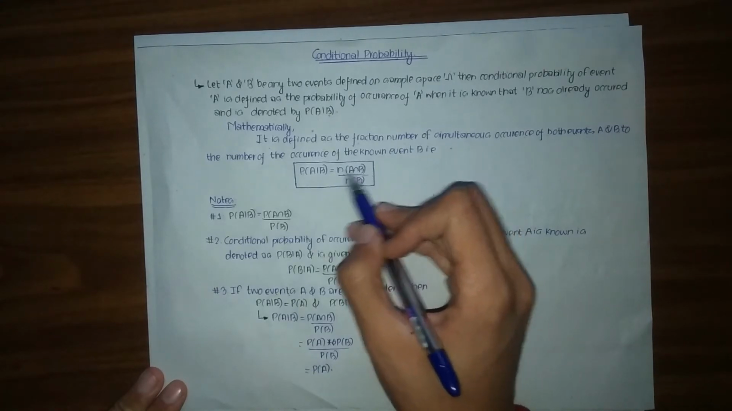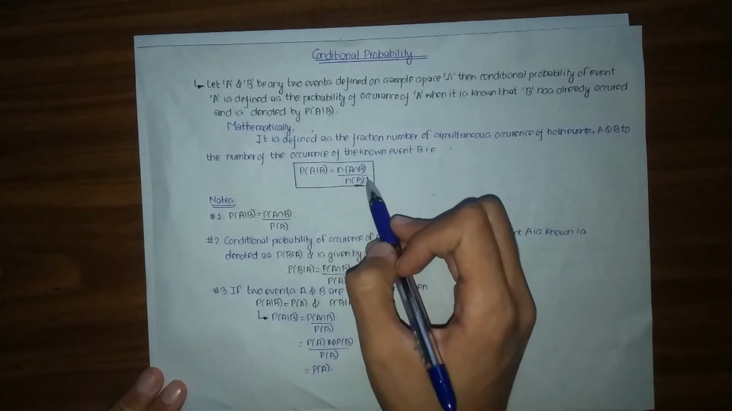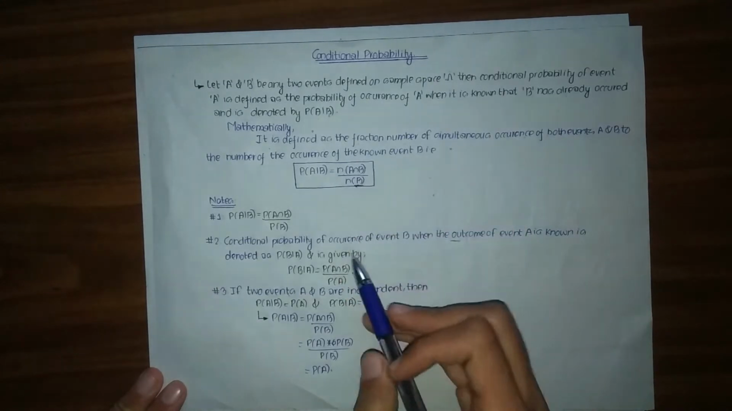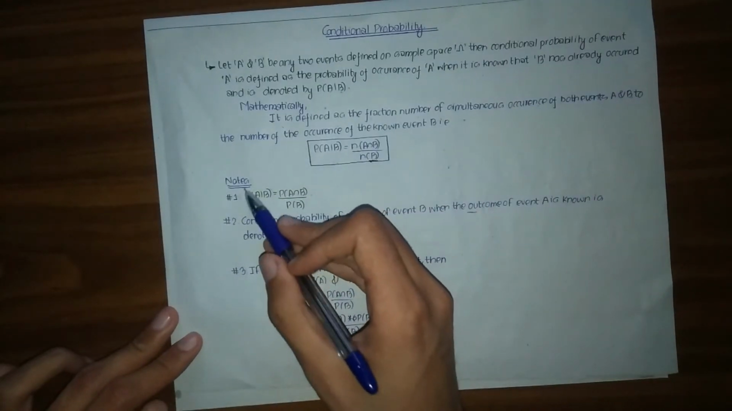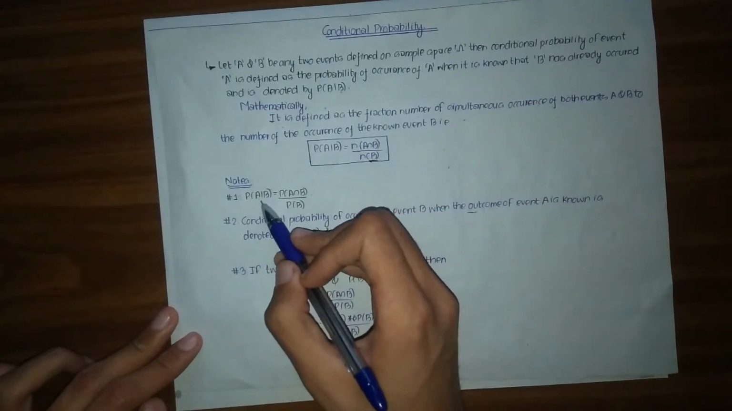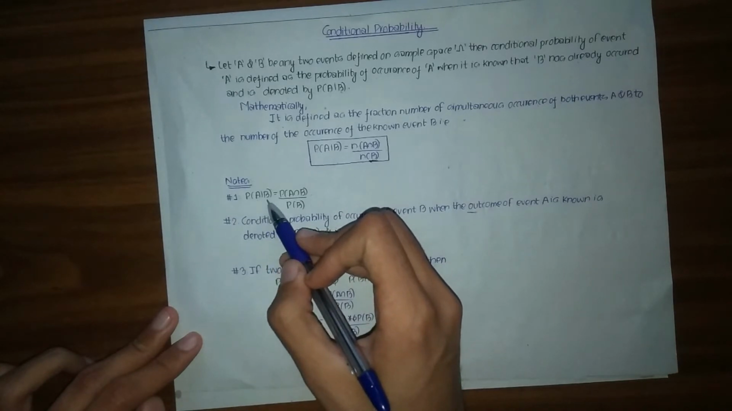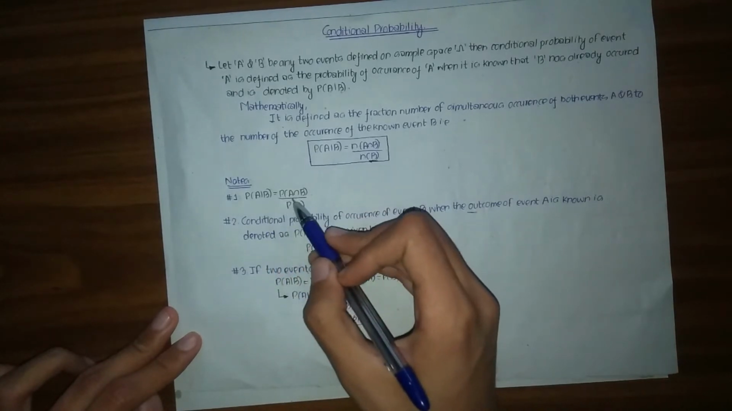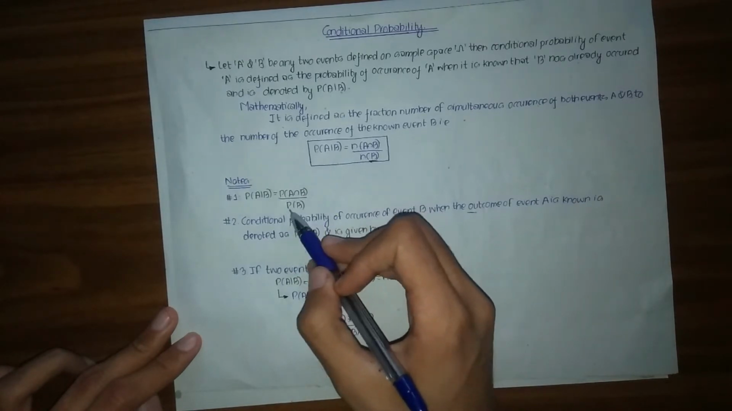So simply the ratio of occurrence of both events A and B to simply the occurrence of event B will give us our formula for conditional probability. Next we'll be talking of our nodes for conditional probability. So for our first node we have P(A|B), or probability of occurrence of event A given that event B has already occurred, which is given as probability of occurrence of both events A and B divided by probability of occurrence of event B.